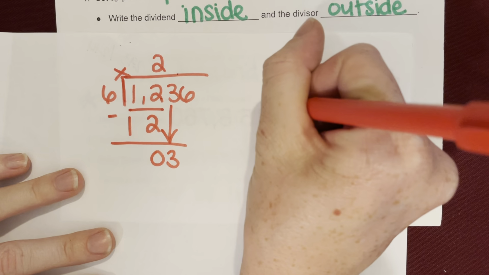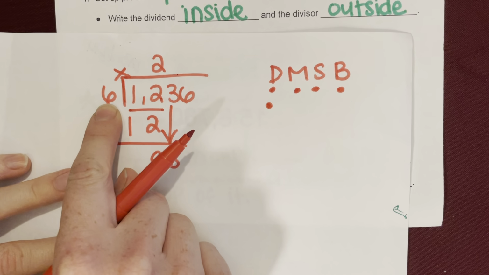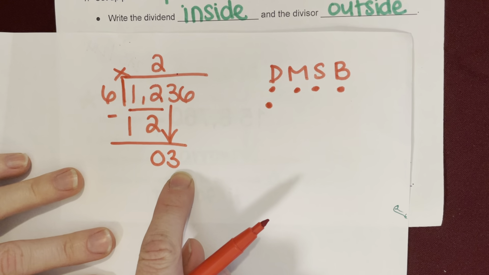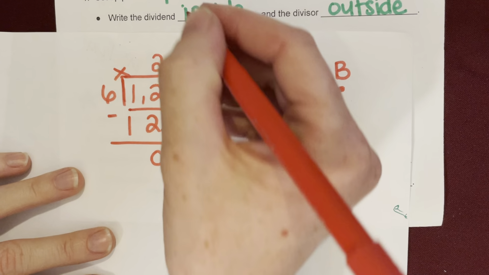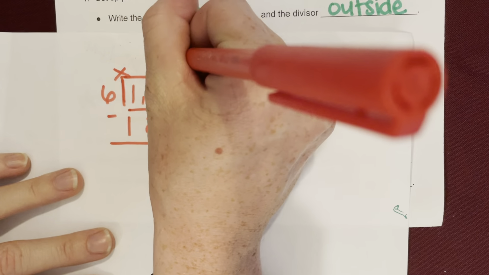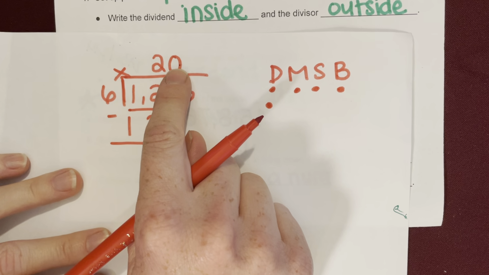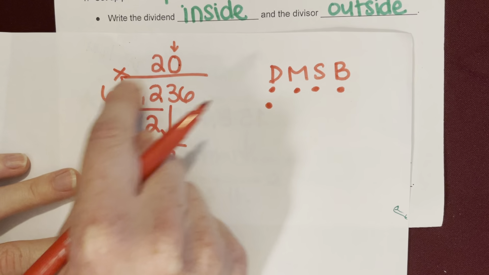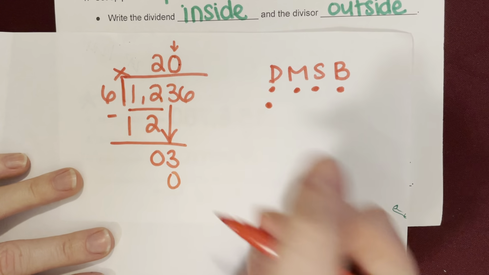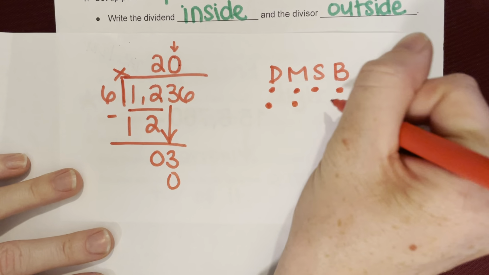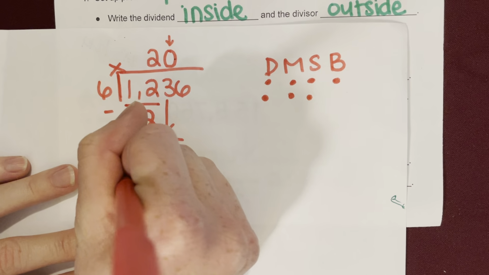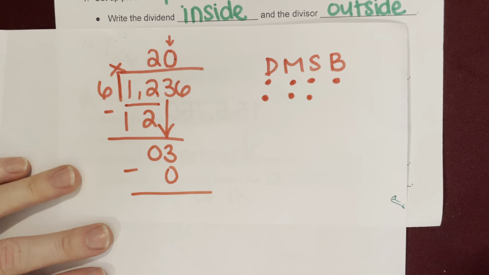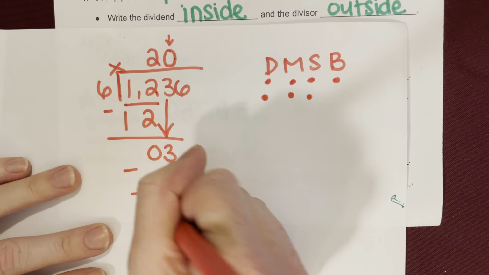So I'm going to divide 6. 6 can go into 3 how many times? Oh, it actually can't. So I'm going to put a 0. If it can't, it goes in 0 times. Now I multiply 0, whatever number that I just wrote up there is what I'm multiplying. 0 times 6 equals 0. So I multiplied. Now I need to subtract. 3 minus 0 is 3.